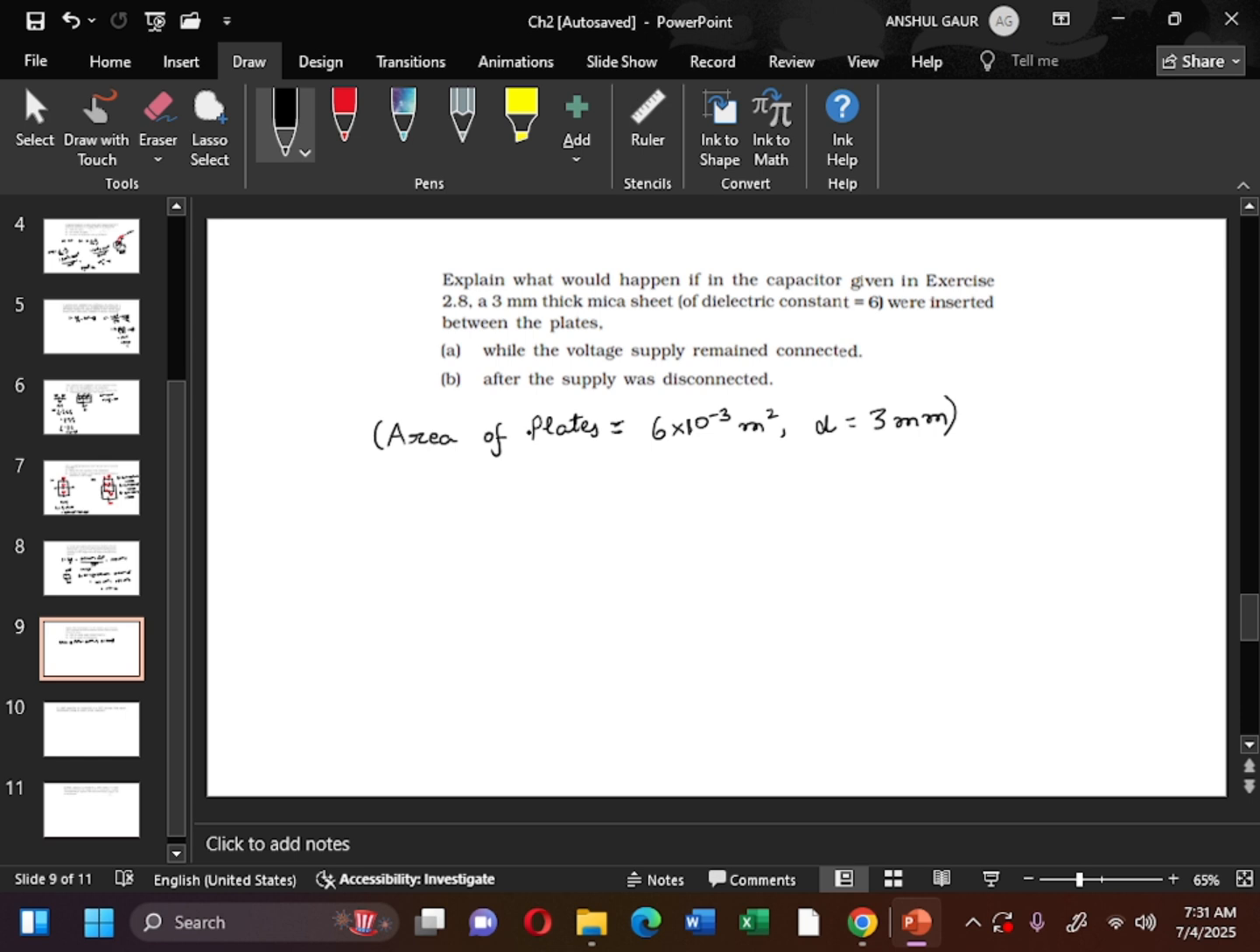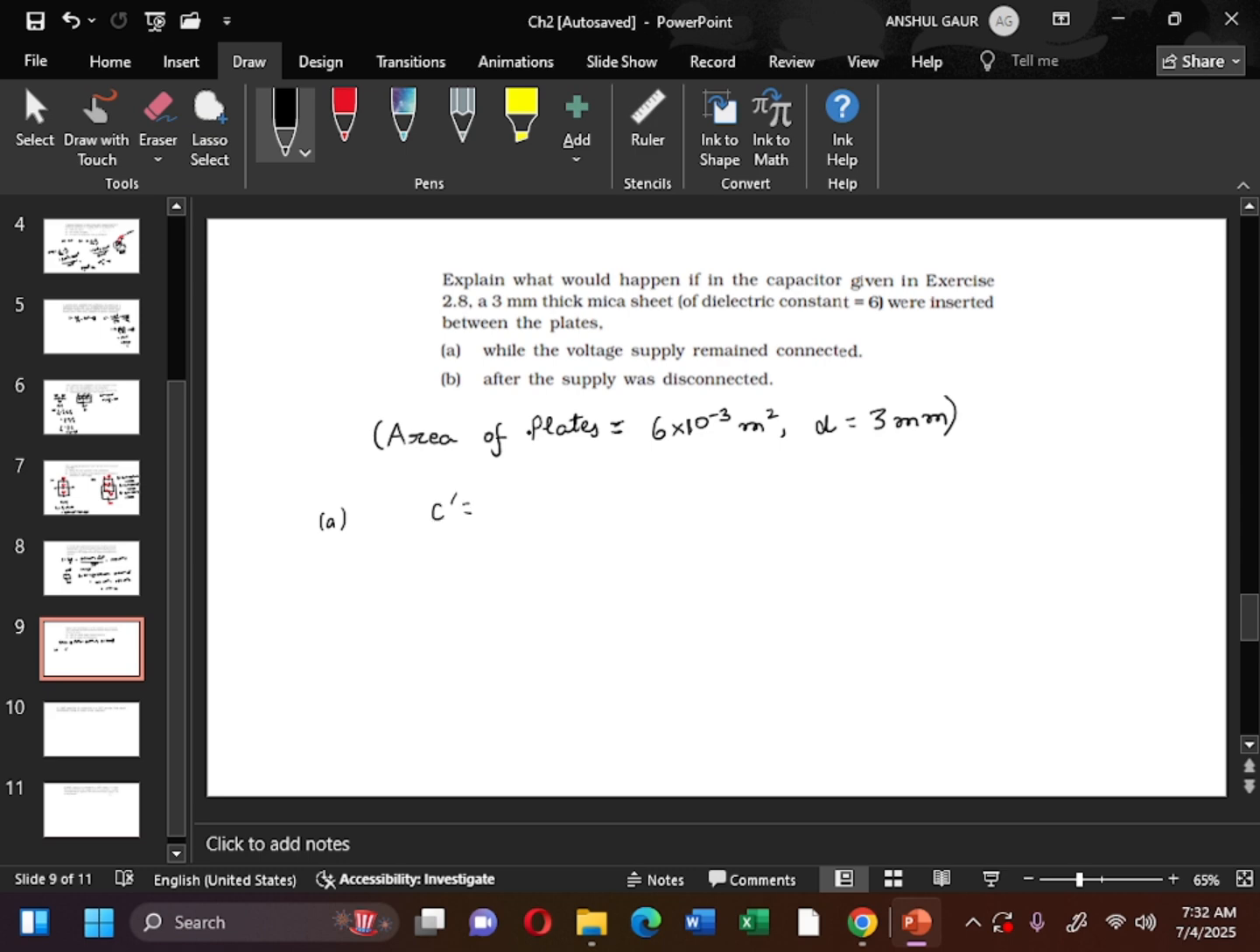So in this problem there is a reference to the previous problem, and here a mica sheet is inserted, and the thickness of the mica sheet is 3 mm, which is exactly the same as the distance between the plates of the previous question. So first of all, we have to calculate the new capacitance and the new charge. For part A, we have to calculate the new capacitance.